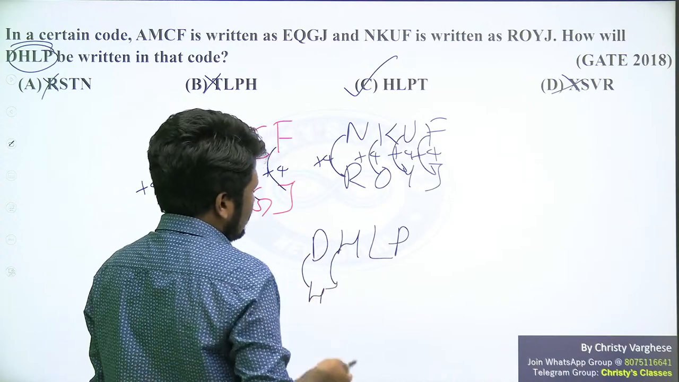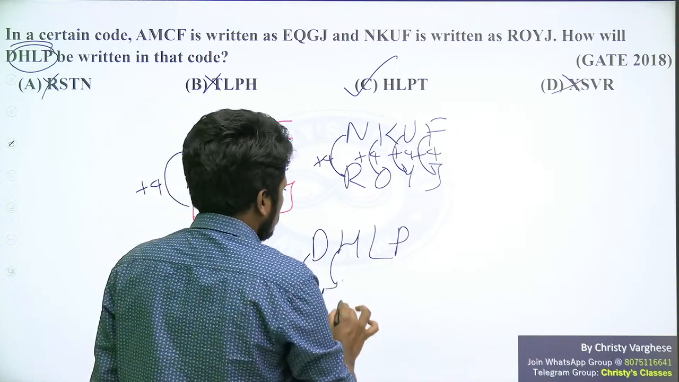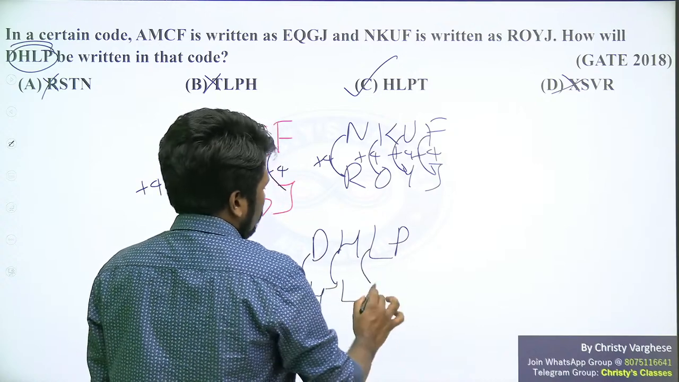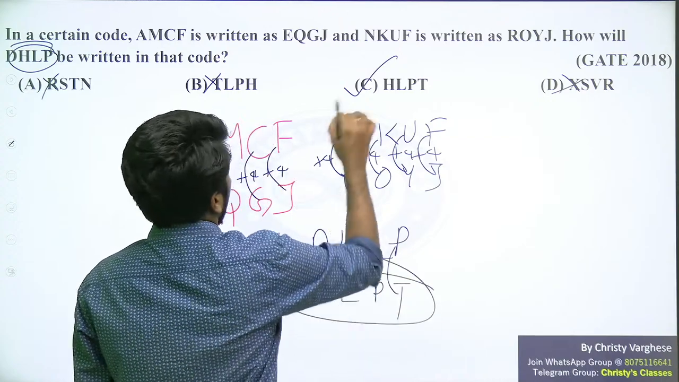But anyway, let's understand further. H, I, J, K, L. So it should be L. L, M, N, O, P, and P, Q, R, S, T. So HLPT is the answer.